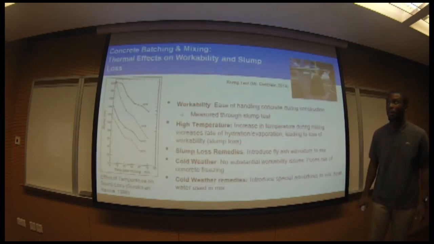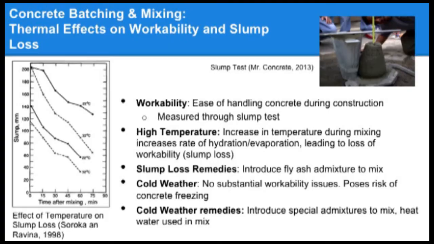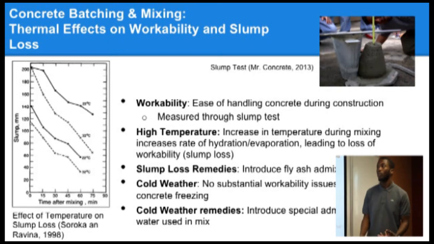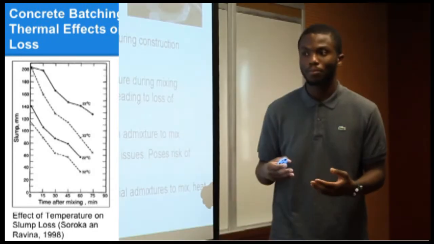So let's first look at concrete batching and mixing and the effects on workability and slump. First, workability is the ease of handling concrete during construction, and it's measured through the slump test. You can see in the figure an example of a concrete slump test being done. How does temperature affect that workability? Well, an increase in temperature during mixing increases the rate of hydration and evaporation, which takes water away from the mix, leading to a loss of workability, or slump loss.